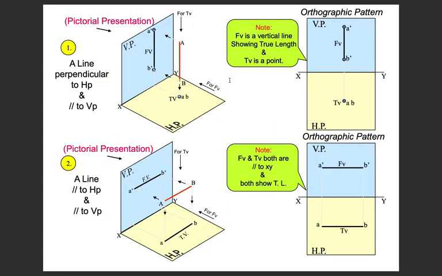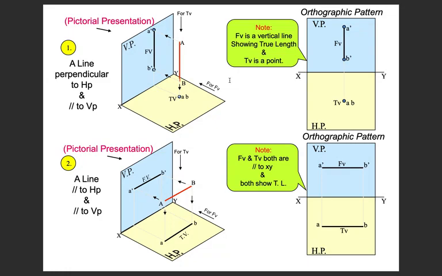So this is a pictorial representation of a line which is perpendicular to HP and parallel to the VP. You get the front view on the vertical plane and the top view on the horizontal plane. The front view is a vertical line which shows the true length, and the top view is just a point.